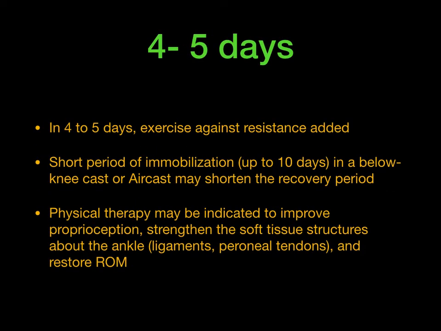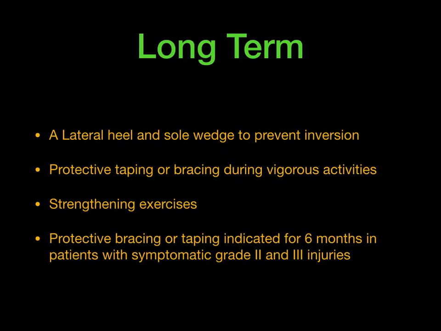At 4 to 5 day mark, we start exercise against resistance. Longer immobilization may be indicated if there is a severe injury. The aim is to improve proprioception, strengthen the soft tissue structures about the ankle, and restore the range of movement. In long term, you may think of giving them a lateral heel or a sole wedge to prevent inversion injuries. If they are performing vigorous activities, they may be given a protective bracing or taping when on field, and it is important to do strengthening exercises.